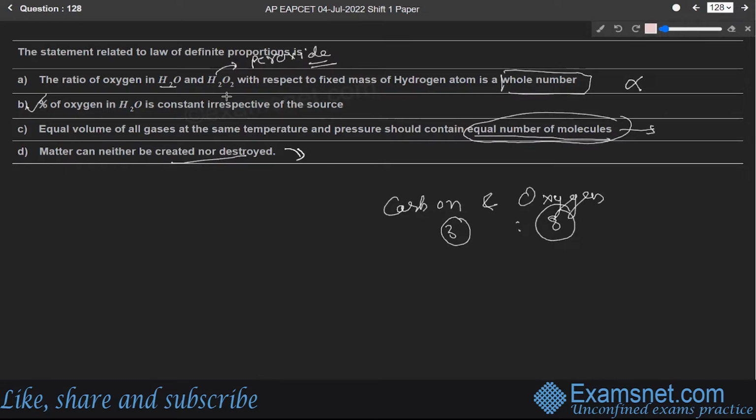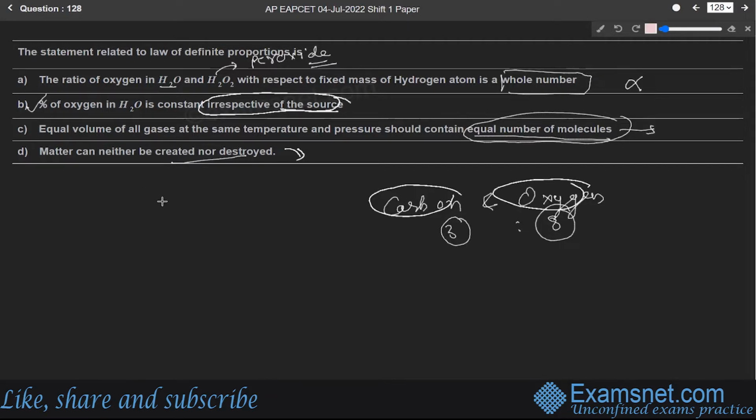So B is correct. The percentage of oxygen in H2O is constant with respect to the source. I told you, this is not subjective to the source, right? You'll always get this amount. You'll always get it in this ratio. So this is a very correct option.